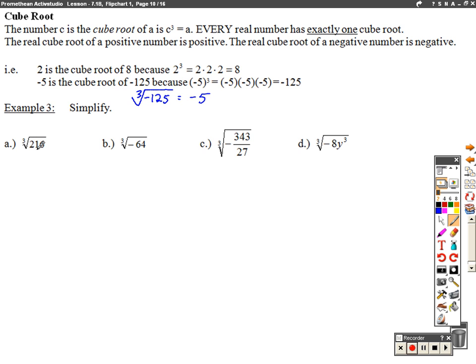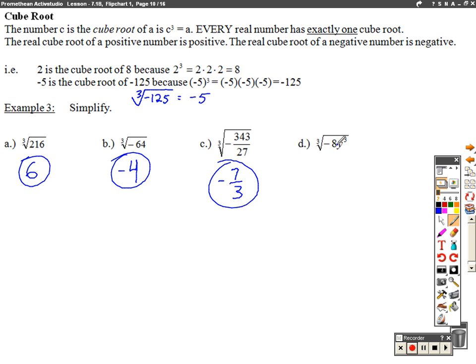Cube root of 216, what times itself 3 times gives you 216? 6. What times itself 3 times gives you negative 64? Negative 4. Same thing here. Cube root of the top and the bottom, you end up getting negative 7/3, because negative 7/3 times negative 7/3 times negative 7/3 gives you negative 343 over 27.